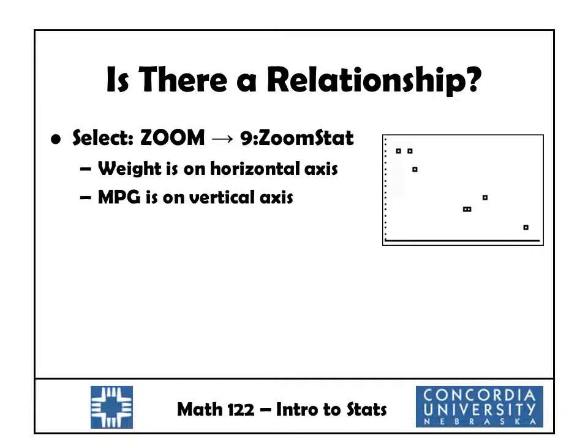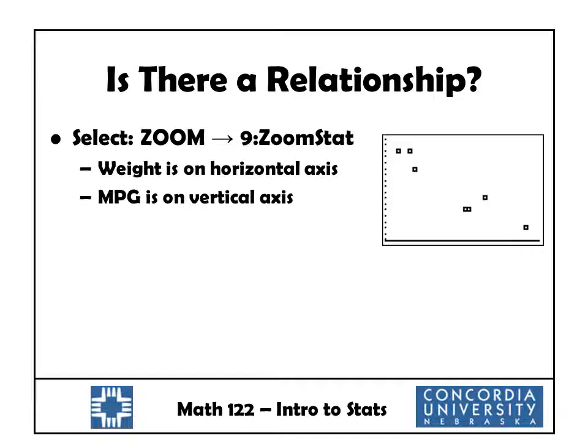The calculator doesn't label axes or put tick marks or anything else on it. But the weight is on the horizontal axis, miles per gallon is on the vertical axis. It's put a dot there for each pair of numbers. It went over the horizontal axis to the car's weight, and then it went up on the vertical axis to its miles per gallon, and it put a dot there.